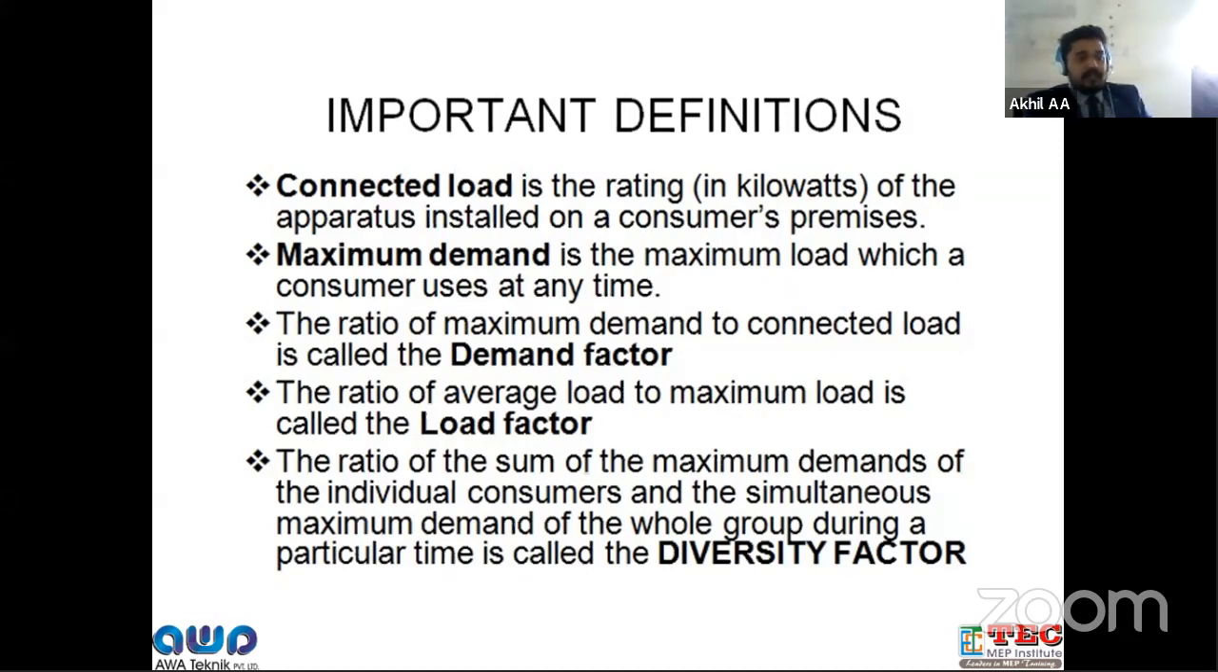Then what is the demand factor? The ratio of the demand to the connected load is called the demand factor. The ratio of the average load to the maximum load is the load factor. And what is diversity factor? The ratio of the sum of the maximum demands of the individual consumers to the simultaneous maximum demand of the whole group during a particular time is called the diversity factor. So these are the definitions for diversity factor as well as demand factor.